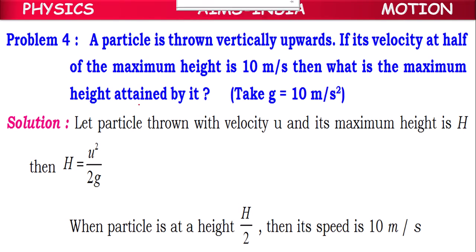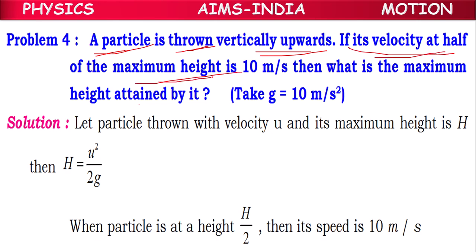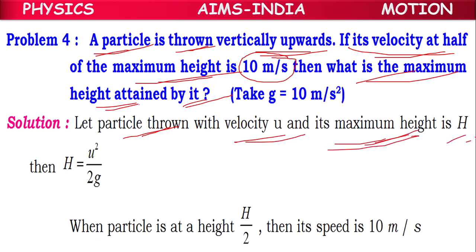Next one. Fourth problem. A particle is thrown vertically upwards. If its velocity at half of the maximum height is 10 meters per second, then what is the maximum height attained by it? So a particle is thrown with a velocity u, its maximum height is h.